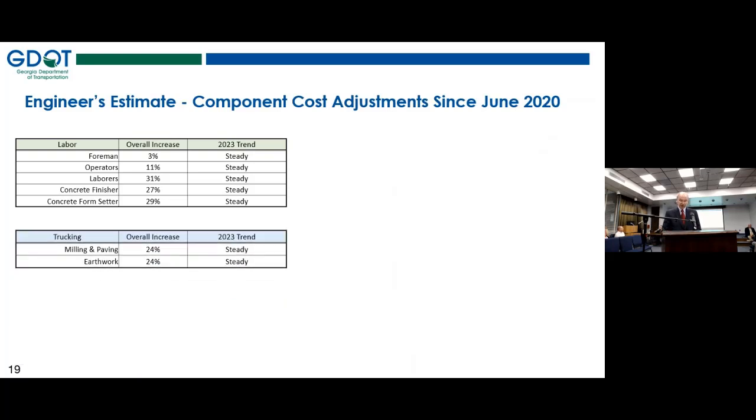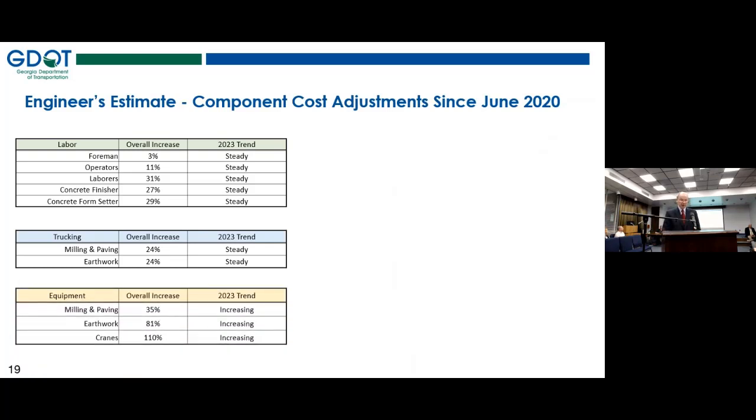The next table is for trucking. We're showing it for milling and paving operations and trucking used in earthwork, and both of those are a 24% increase. And I apologize because I should have said on the labor table, the third column is our opinion of what the trend has been in this area in calendar year 2023. So backing up to labor and trucking, we think it's been holding pretty steady this calendar year. I apologize for missing that on the first table.